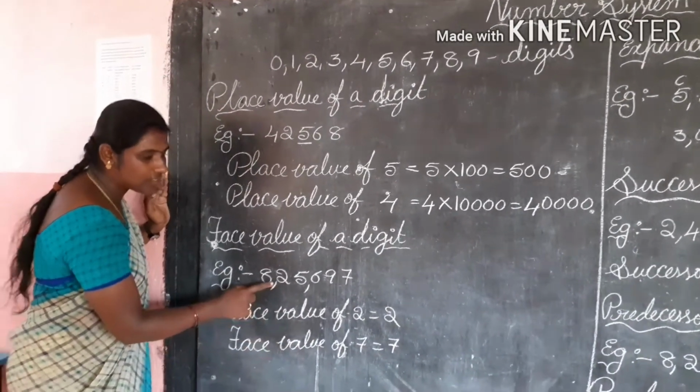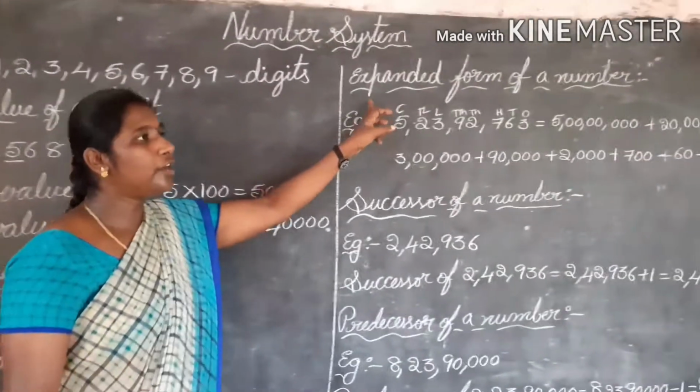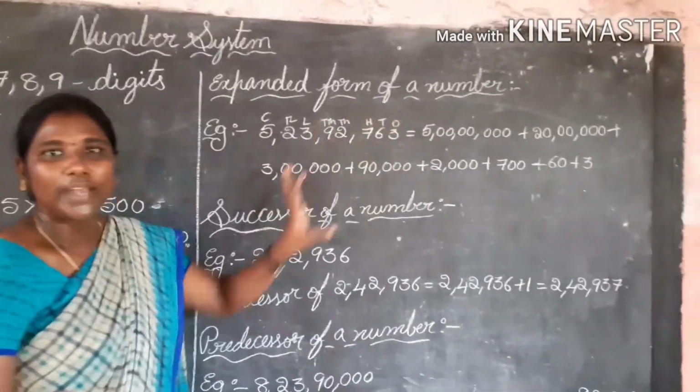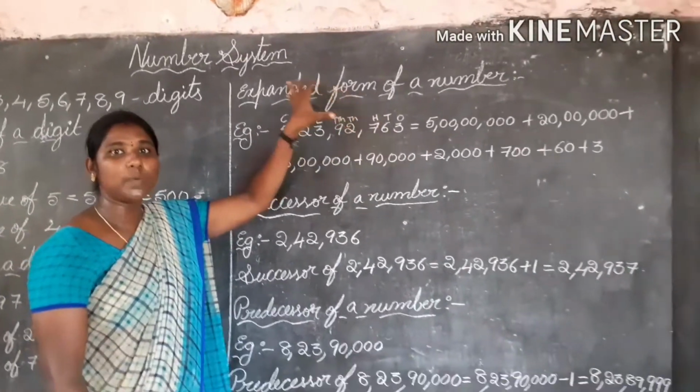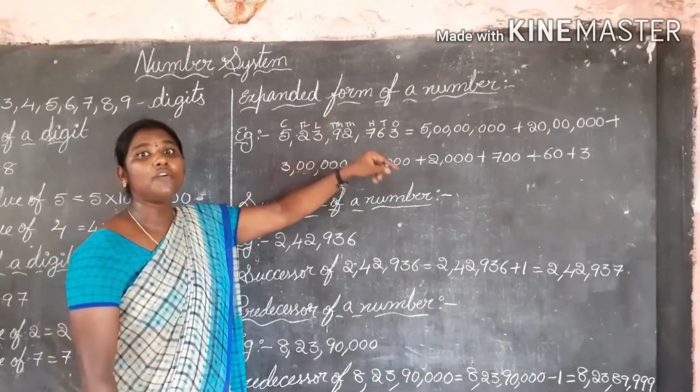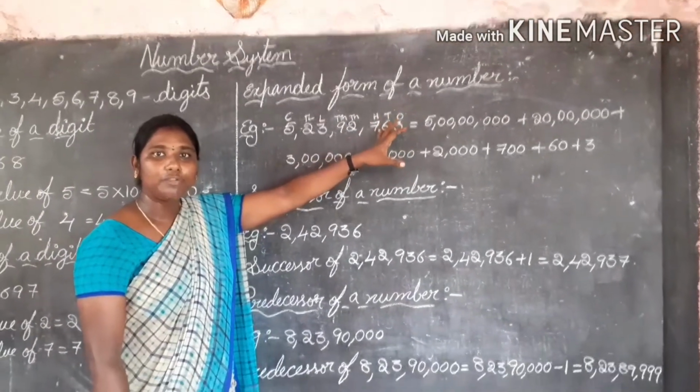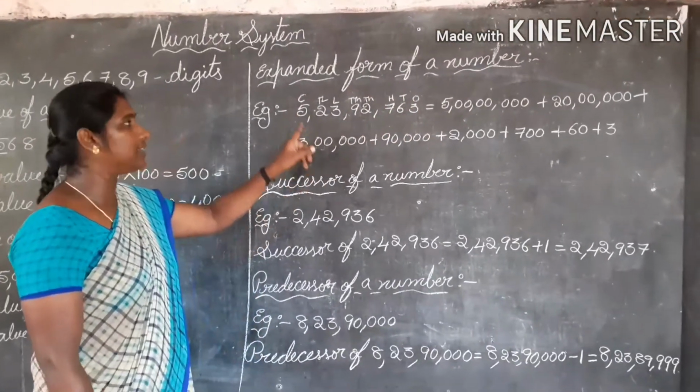Next, face value of 7. Expanded form of a number. How do we expand the number? We expand the number according to its place. Expanded form of a number is the sum of its places.